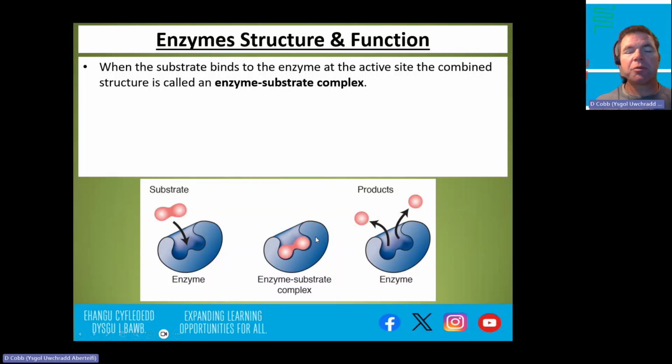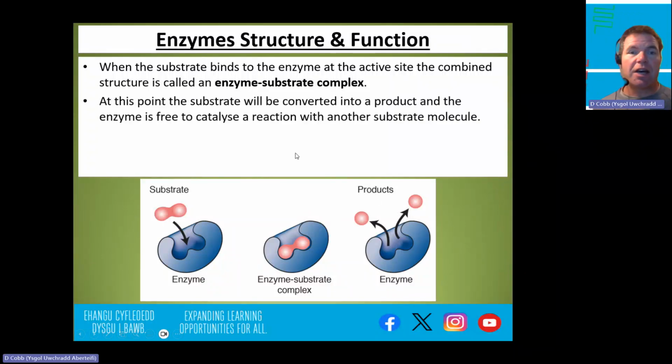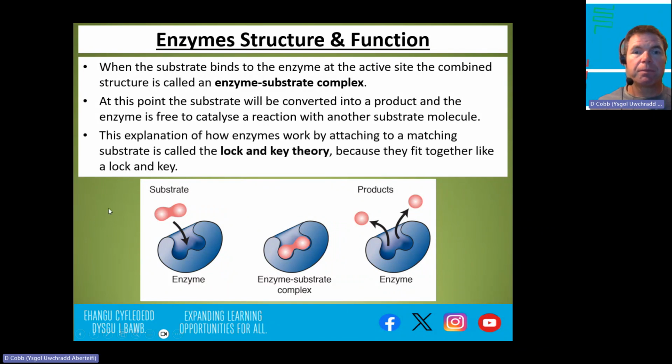Once the enzyme substrate complex has been formed, the next thing to happen is the reaction actually happens and the substrate is converted into products, and those products can then leave and the enzyme is free to do its job again. So at this point, the substrate will be converted into a product and the enzyme is free to catalyze a reaction with another substrate molecule. So enzymes can be reused over and over again. They're very good at their job.